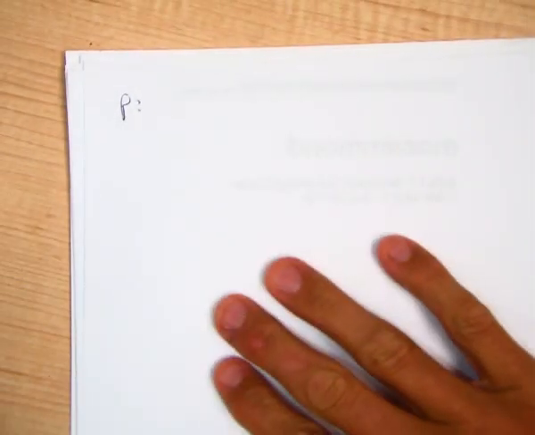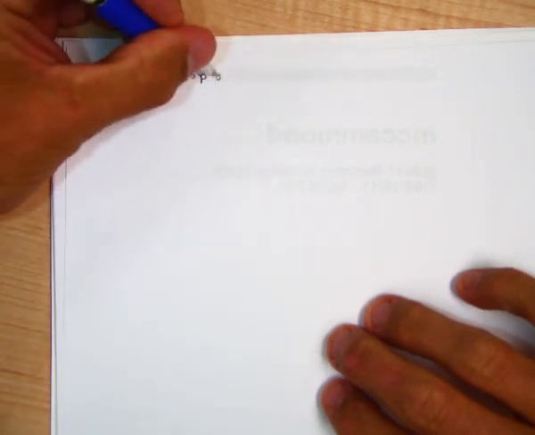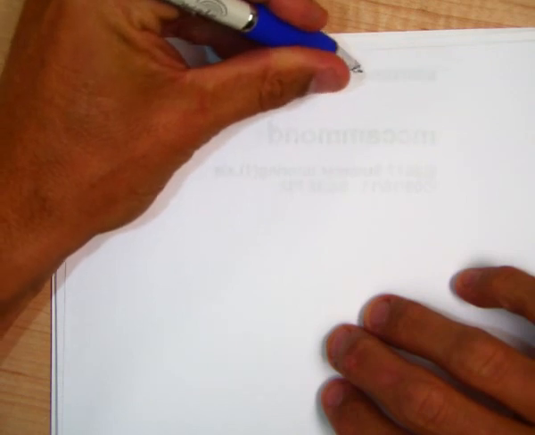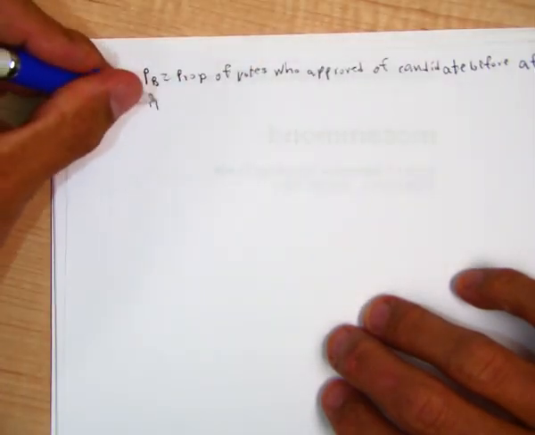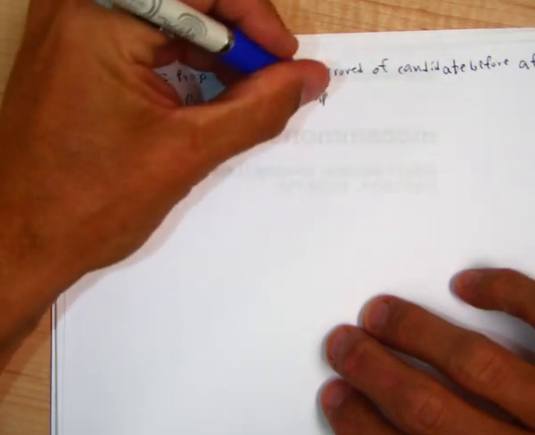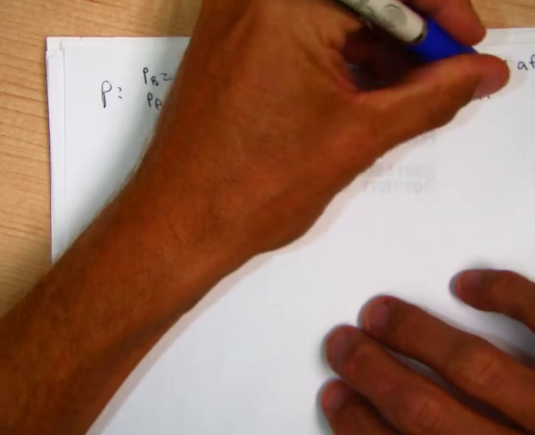All right, so in our test here, our parameters: we have the proportion before, so the proportion of voters who approved of the candidate before his affair, and the proportion of voters who approve of the candidate after the affair.